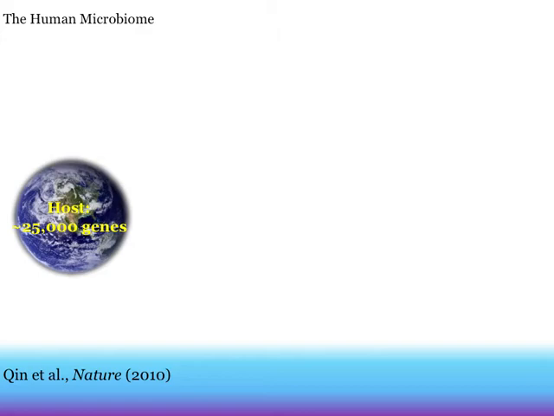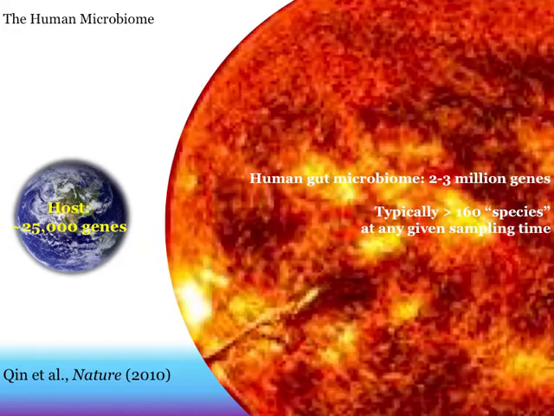Actually, I don't care, right? Somewhere between 20,000 and 150,000, so I said 25,000. But the key message here is that we have 20-something thousand genes, and if you take a look inside a standard, typical human gut, you might find 2 to 3 million different genes. And quite a few species as well, whatever species means. The point is there's a lot of biodiversity.